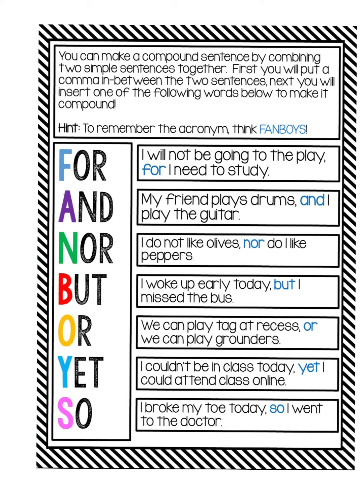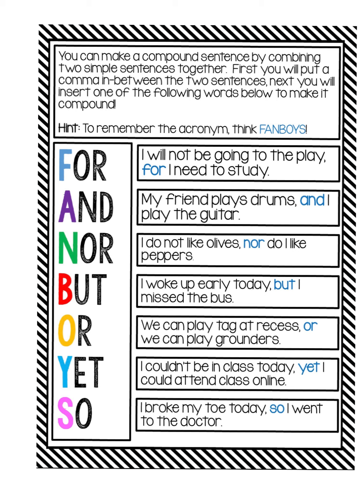Here's our FANBOYS words. You can make a compound sentence by combining two simple sentences together. First, you'll put a comma in between the two sentences. Next, you'll insert one of the following words to make a compound. Hint, remember the acronym FANBOYS. F stands for, A stands for and, N stands for nor, B stands for but, O stands for or, Y stands for yet, and S stands for so.